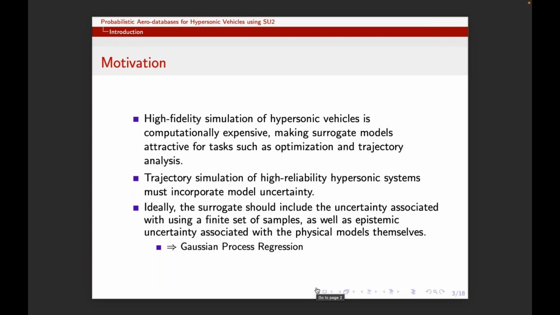in hypersonic vehicle design. Ideally, we want a surrogate model that incorporates the uncertainty associated with not just our sampling error, so the fact that we're using a finite set of samples to cover the domain, but also the epistemic uncertainty of the models themselves. So you can think of it as the error bars around our data points. And that has motivated our use of Gaussian process regression, and particularly multi-fidelity Gaussian process regression as a surrogate model.